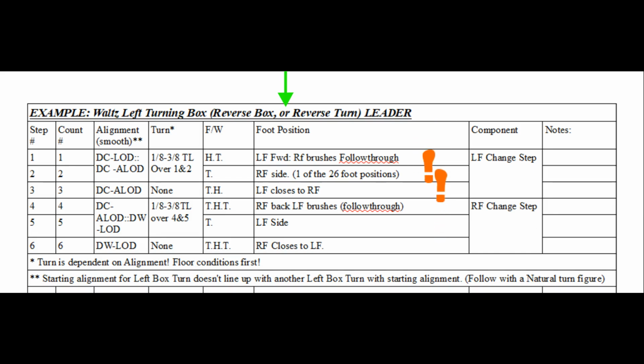But really, most of this turn is going to happen between your first weight change and your second weight change on the follow through, and then the components: left change step, right foot change step. Turn is dependent on alignment and the starting alignment of the legs.